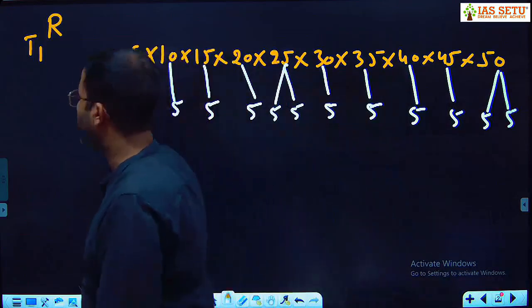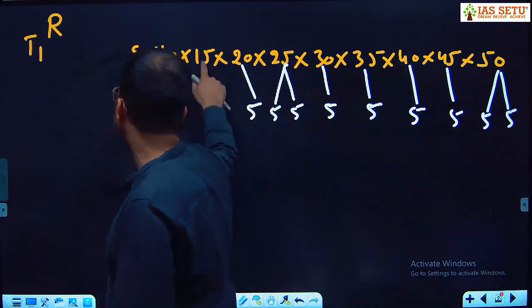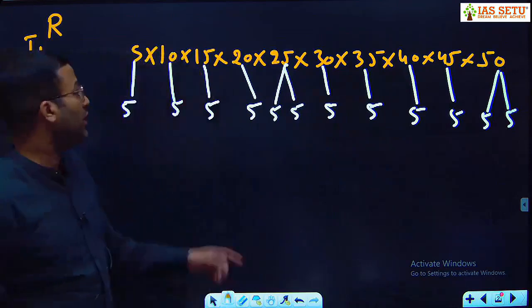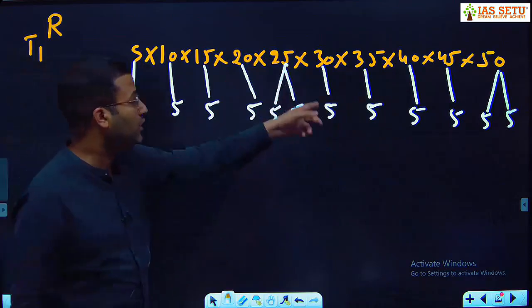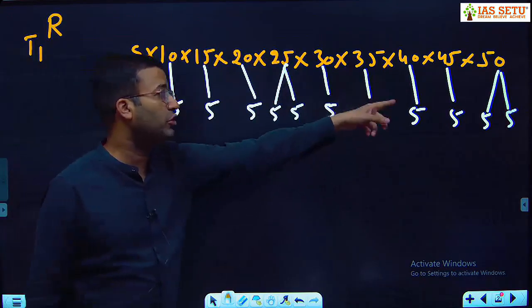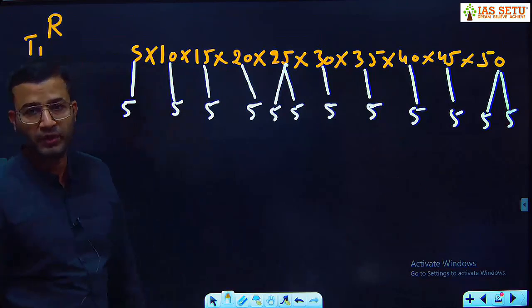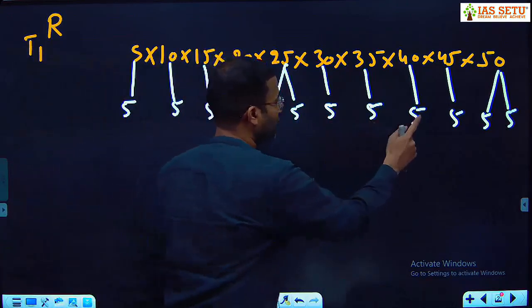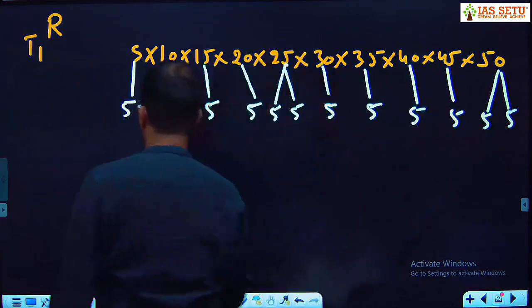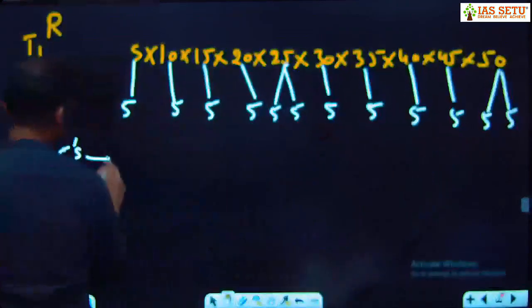You can see in 5 there is 1 5, in 10 there is 1 5, in 15 there is 1 5, in 20 there is 1 5, in 25 there are 2 5s, 5 into 5. In 30 there is 1 5, 35, 40, 45, and in 50 there are 2 5s. So we count 1, 2, 3, 4, 5, 6, 7, 8, 9, 10, 11, 12. So how many 5s are there? 12.